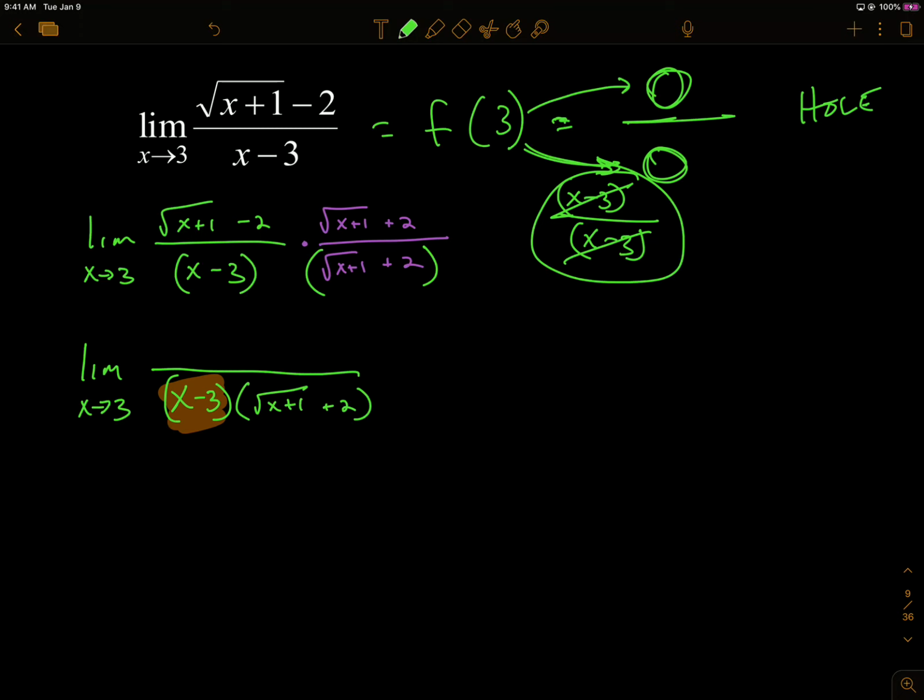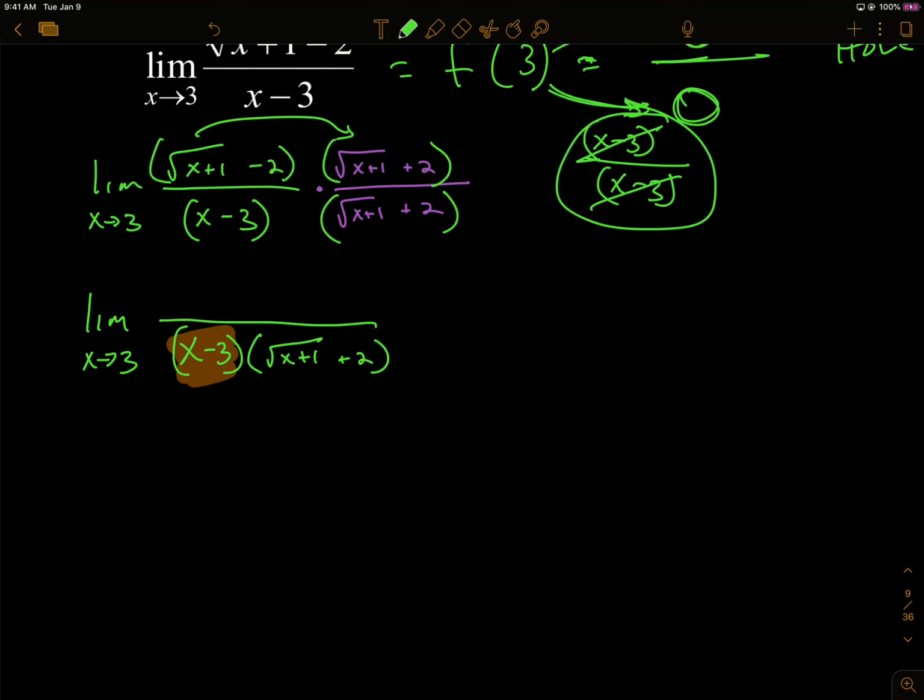That means an x minus 3 must appear up top. So now I have another binomial times a binomial up top. So I do first times first. Root x plus 1 times root x plus 1 is root x plus 1 squared, which is just x plus 1. The root and the square cancel. Or a root times itself is just the thing, right? Root 3 times root 3 is just 3.